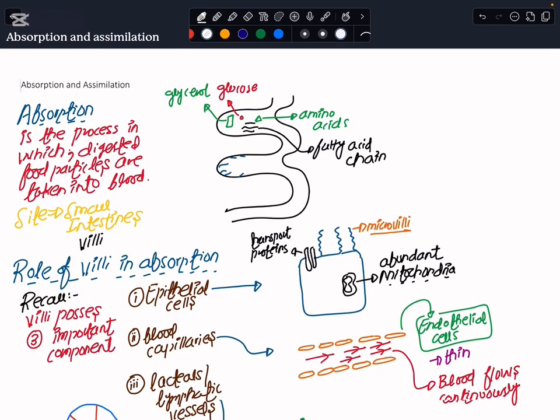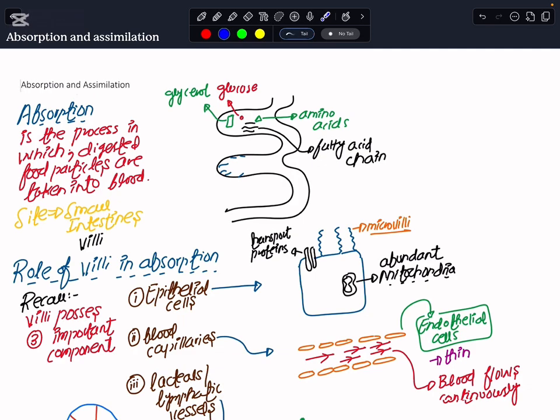So, here we are back with understanding the last two aspects that we have in case of nutrition in human, and we would be looking into the second last aspect of the nutrition, and that is the absorption with us.